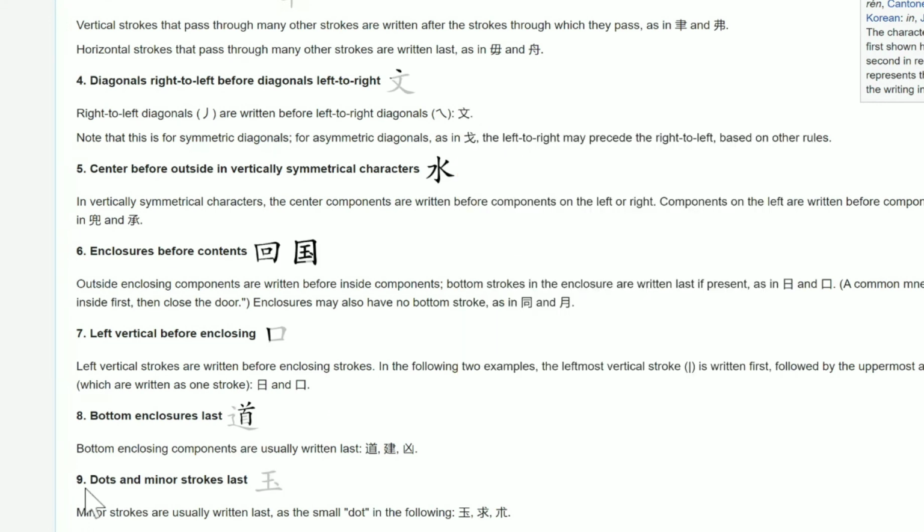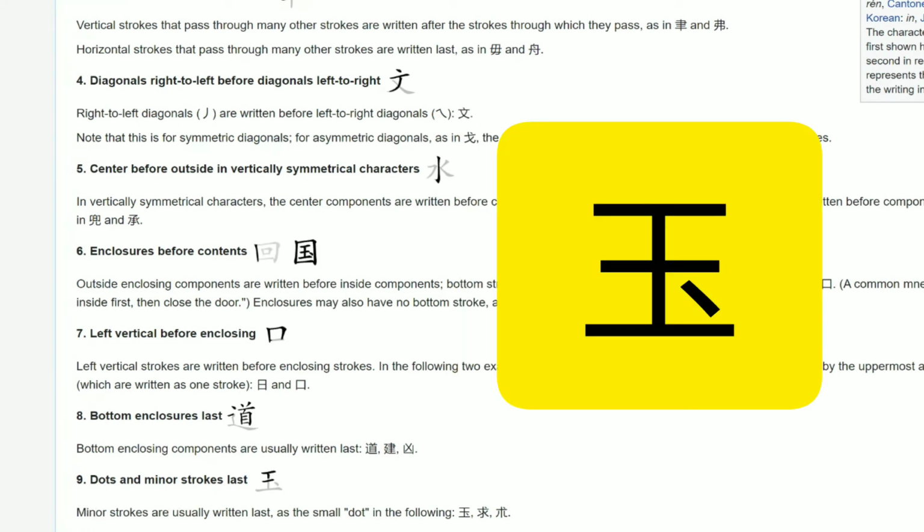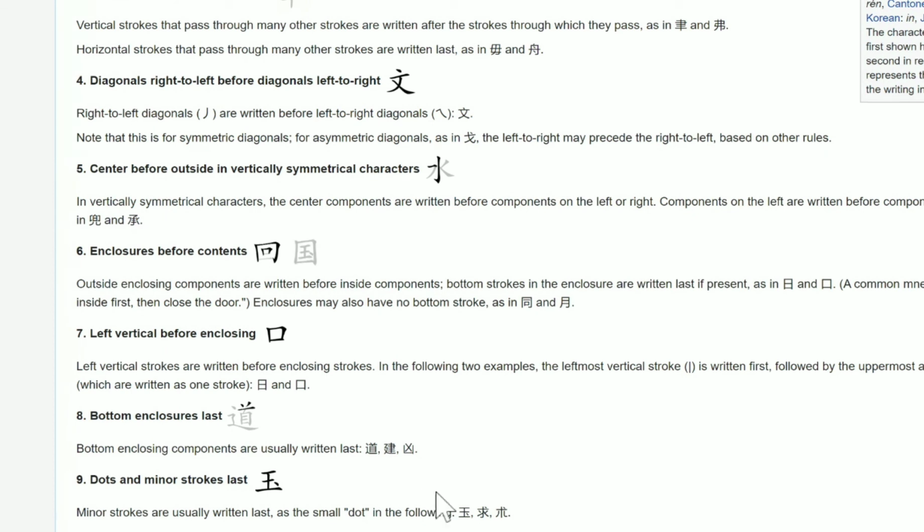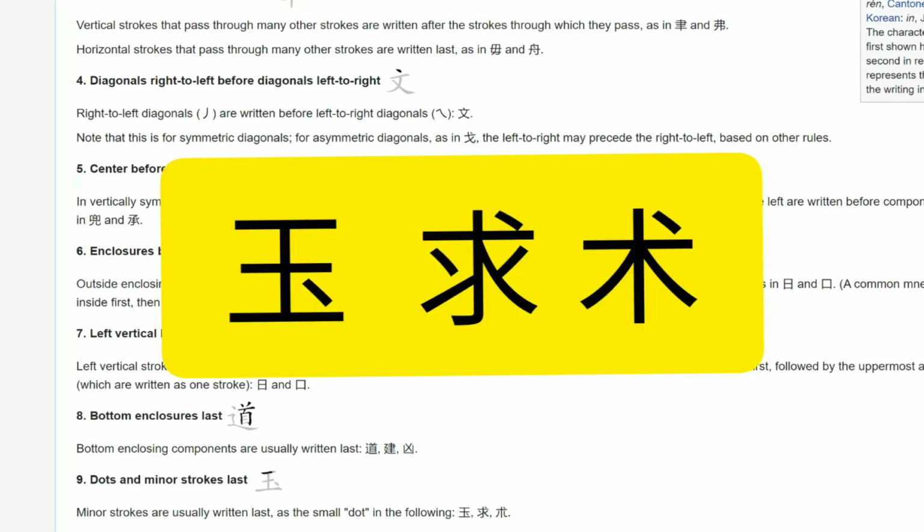And number 9, last one, dots and minor strokes last. Again, let's look at this character. Now we follow the stroke order. That's right, you will see this minor stroke or dot comes last. And then a few more examples here. You see the minor dot up there. You write it down last.